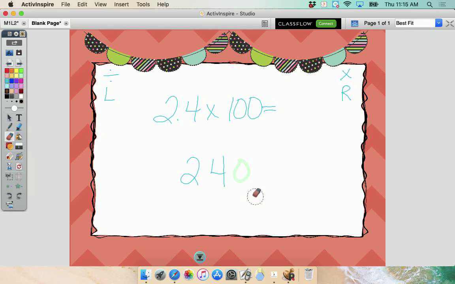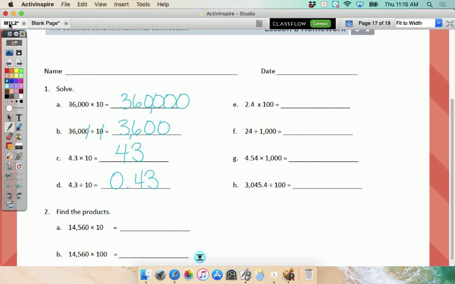The decimal. So what do I write for my answer? 240. Then I go back to my paper and I'm going to write 240. Okay, now this one right here, we have one similar on the exit ticket that we're going to do tomorrow. So I want to talk really carefully about this one.